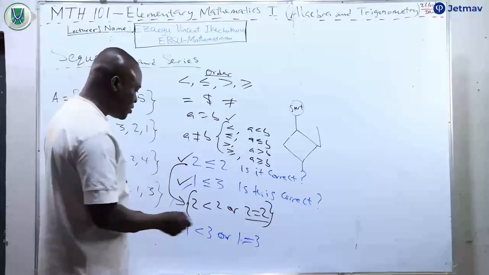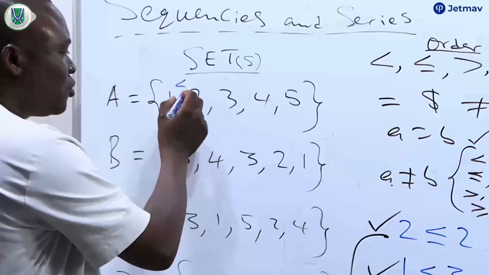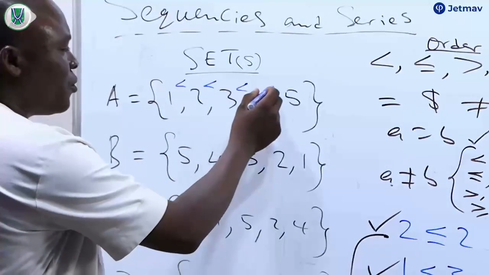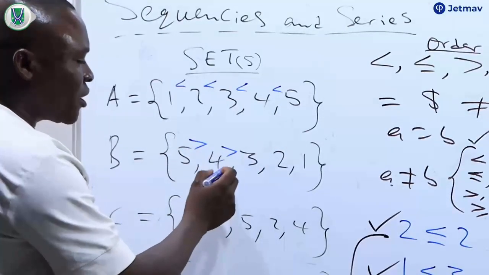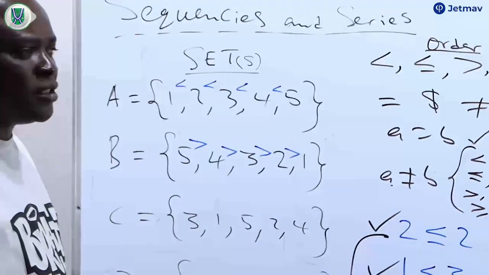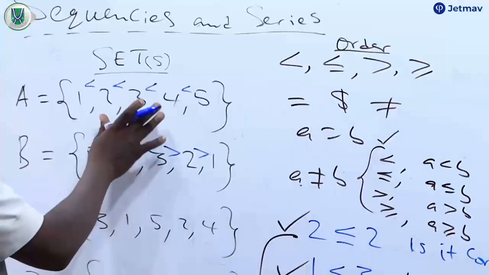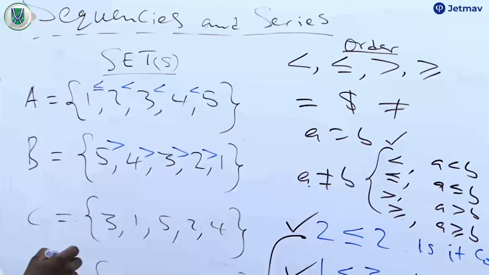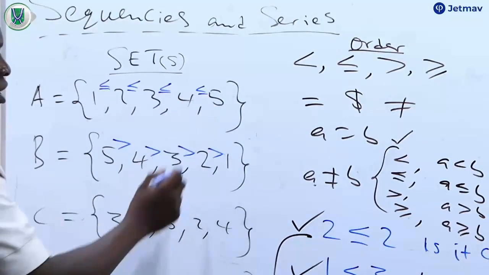We take this. Coming to this, 1 is less than 2, 2 is less than 3, 3 is less than 4, 4 is less than 5. 5 is greater than 4, 4 greater than 3, 3 greater than 2, 2 greater than 1. Actually, it follows in the same order. They are orderly arranged. I may prefer to put 1 is less than or equal to 2, 2 is less than or equal to 3, 3 is less than or equal to 4, 4 is less than or equal to 5.